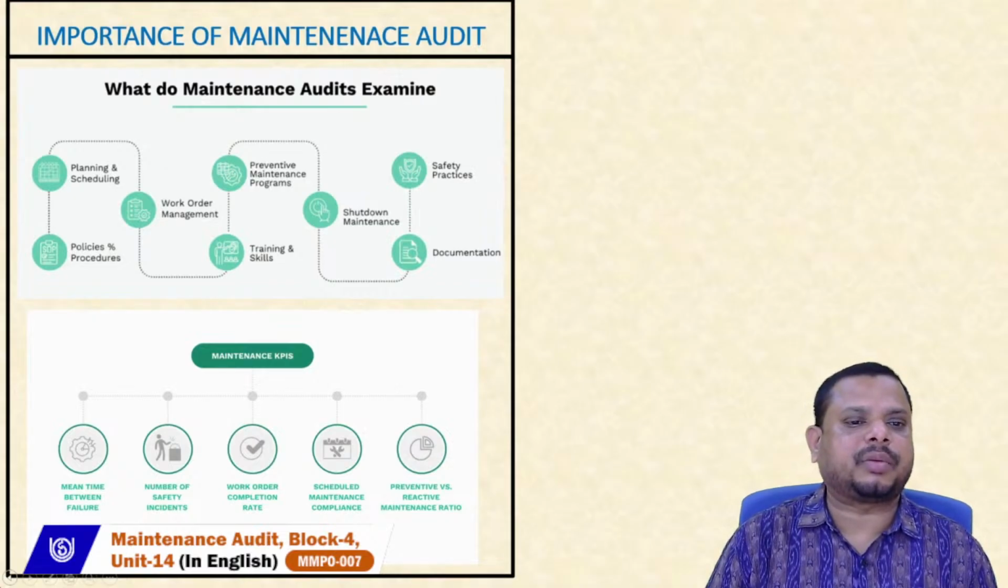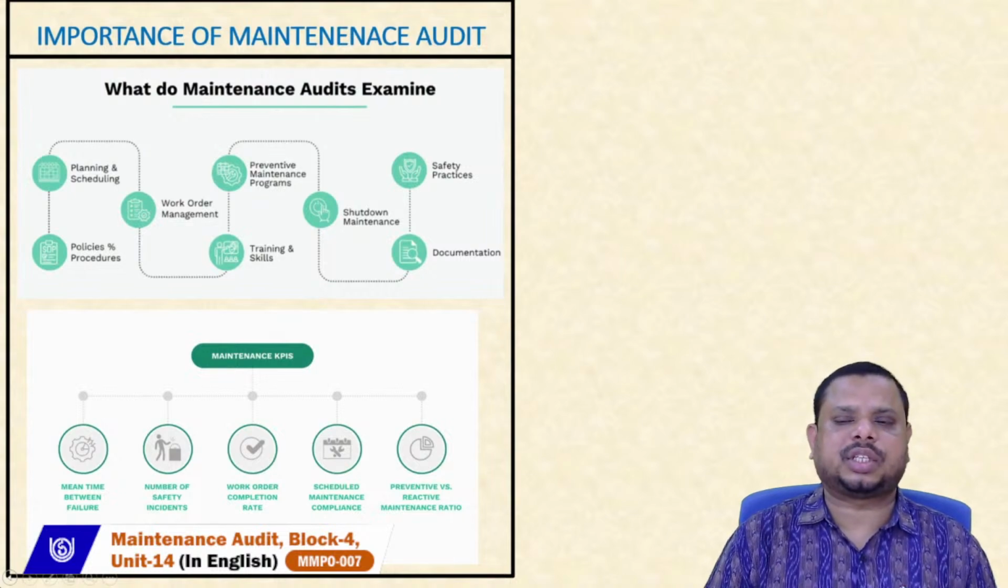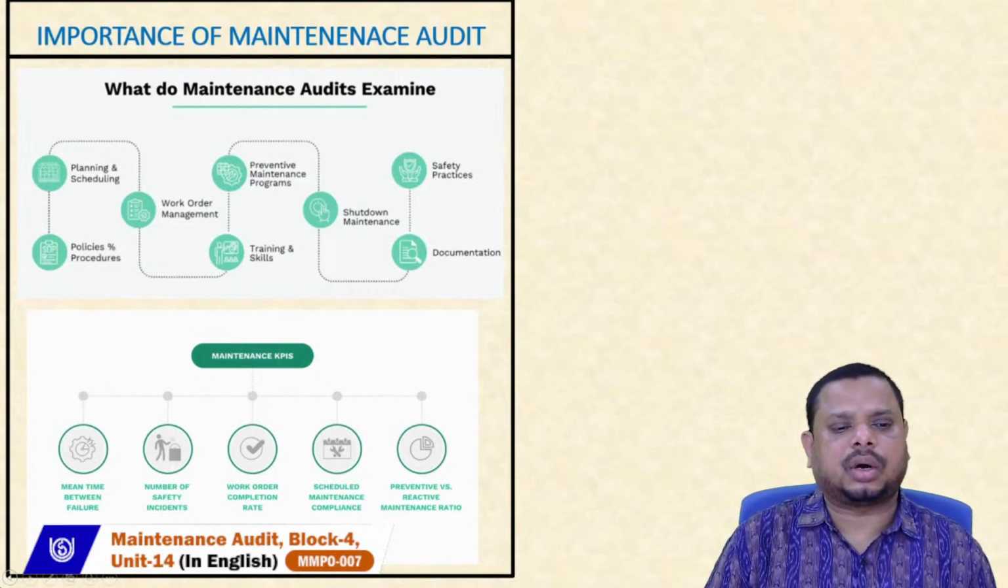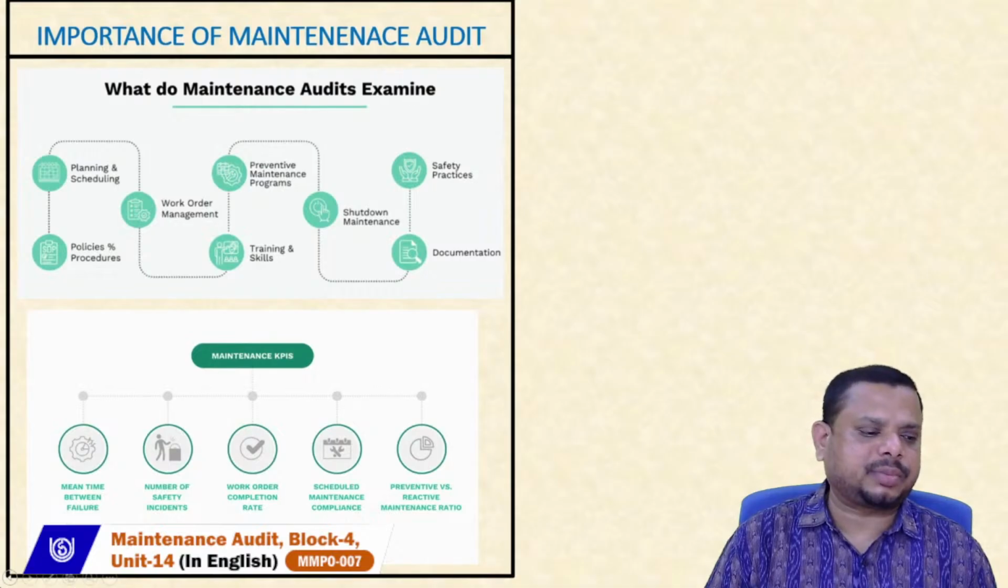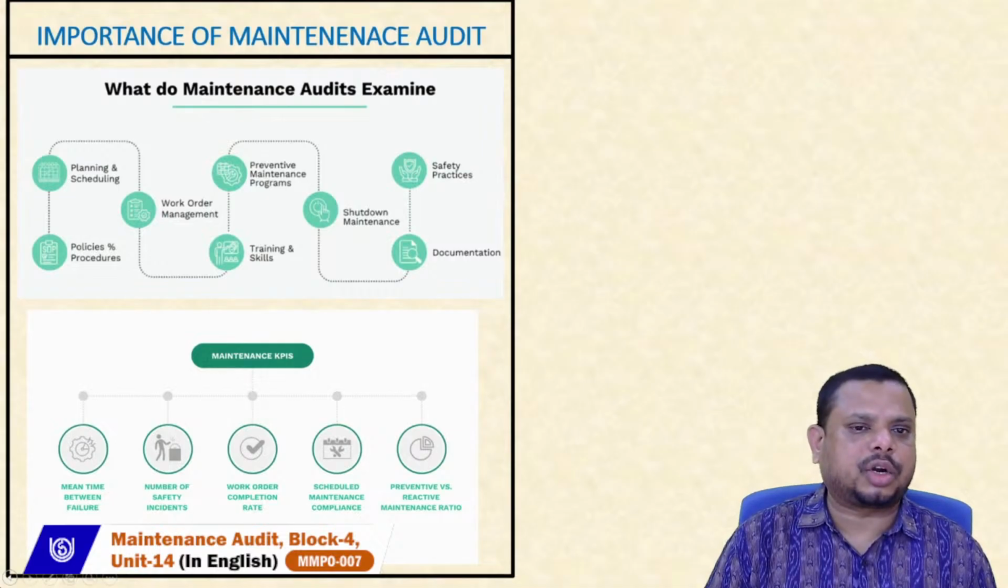The next important part is the preventive maintenance program inside the organization, and they have to apply proactive maintenance for shutdown maintenance programs. They also go for documentation, and they are implementing safety practices inside the organization. So whenever you go for a maintenance audit, the audit is focused upon these parameters, starting from policy, procedures, then planning and scheduling. The next one is work order management, preventive maintenance program, then training and skills, then shutdown maintenance programs, proper documentation, and the last one is safety practices inside organizations.